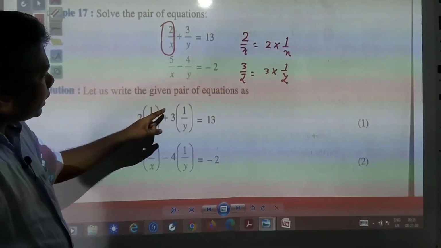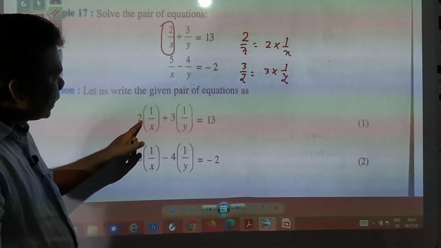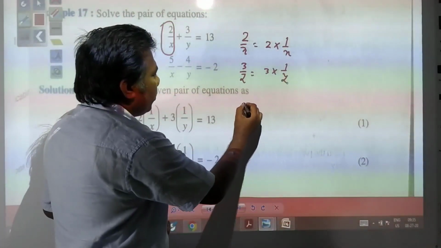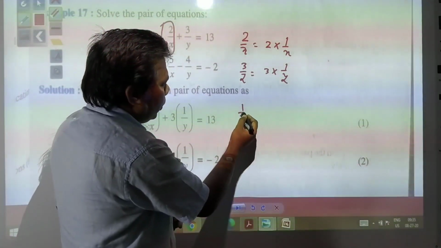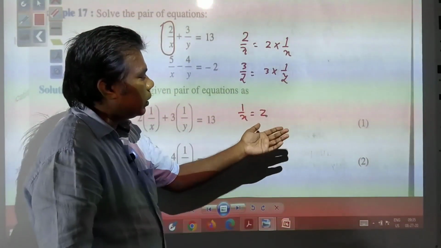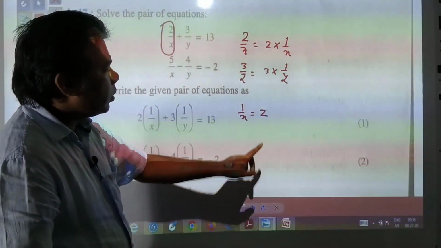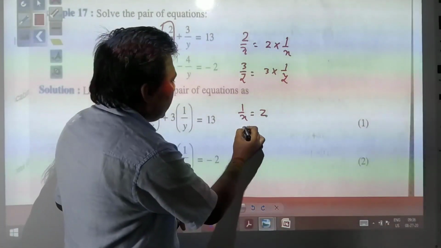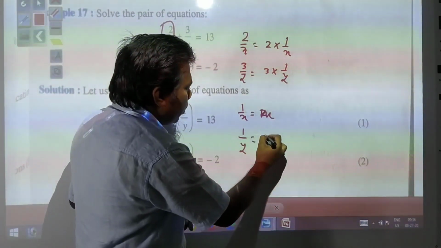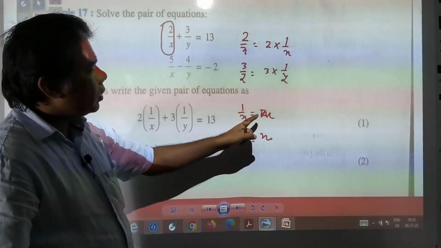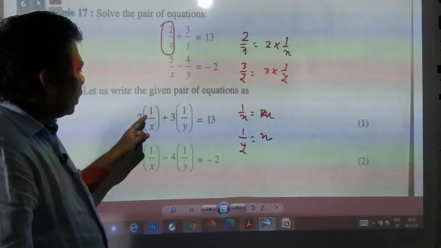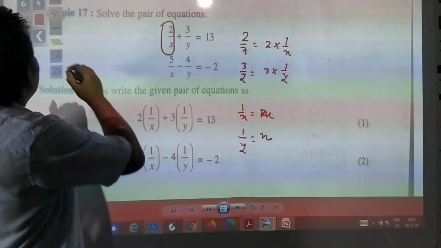Now this 1 by x and 1 by y can be assumed as some other variables. Suppose 1 by x is equal to z, or a or b or c, whatever you wish. Suppose 1 by x is equal to m and 1 by y is equal to n. In this way we can assume, and again we can write this in linear form.